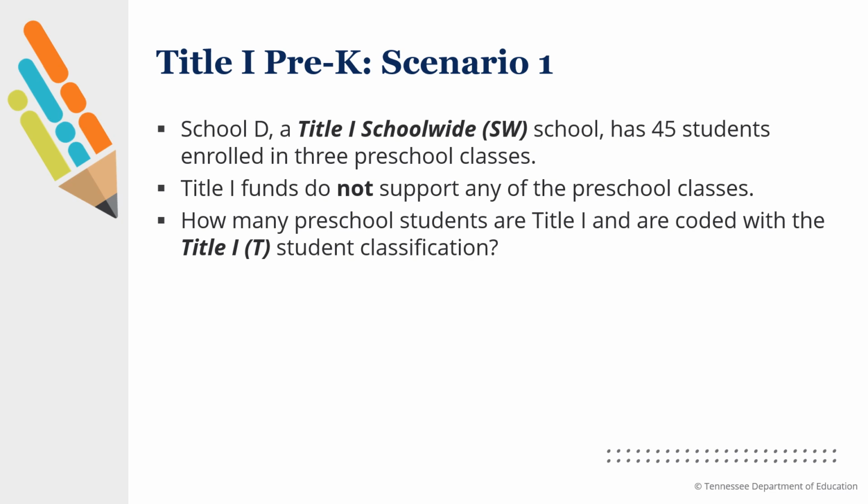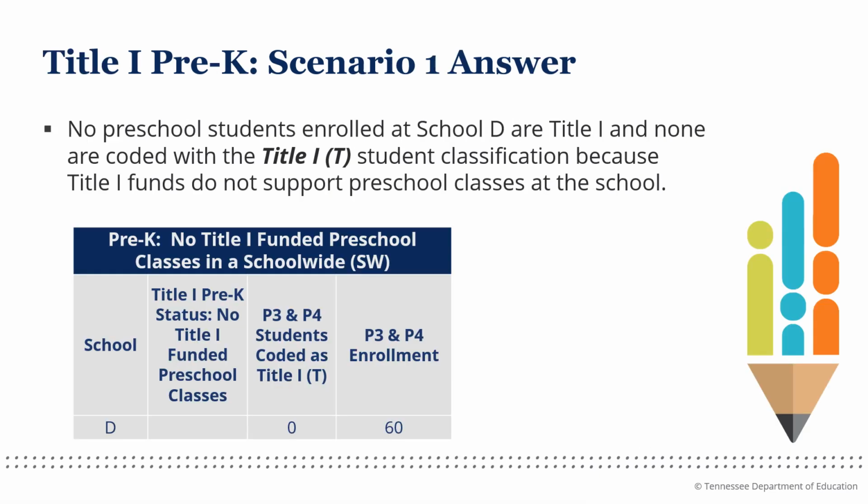We'll look at 4 scenarios to illustrate the pre-K Title I determination. We'll start with School D. It is a Title I school-wide school. It has 45 students enrolled in 3 preschool classes. Title I funds do not support any of the preschool classes. How many preschool students are Title I and how many are coded as Title I-T? The answer is none. Title I funds do not support any of the preschool classes, and therefore none of the students in them. There are no Title I preschool students in the school.